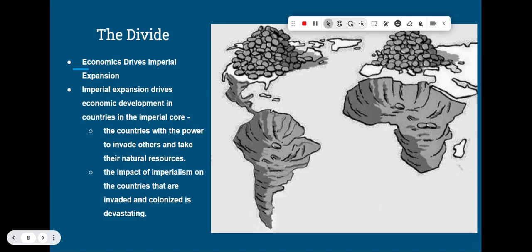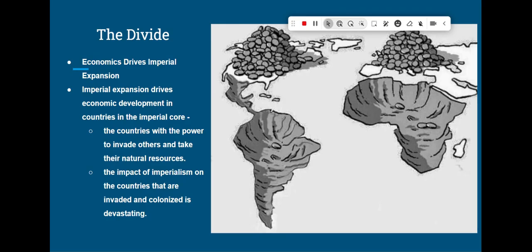Economics drives imperial expansion. Imperial expansion drives economic development in countries in the imperial core. The countries with the power to invade others and take their natural resources do so. As you can kind of see on this map, Central America, South America, Africa is kind of all dug out here. And then what they've dug out, all those resources, are all piled up in Europe and the United States and Canada here. So that's kind of the idea behind this little cartoon, is they are digging out the resources and taking them for themselves.